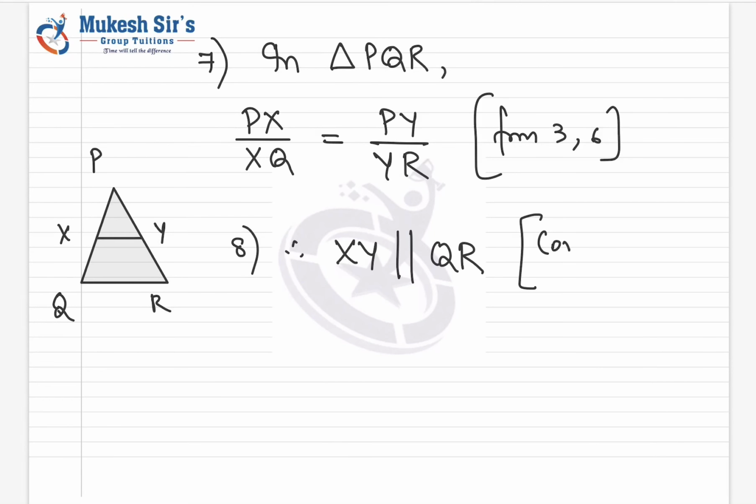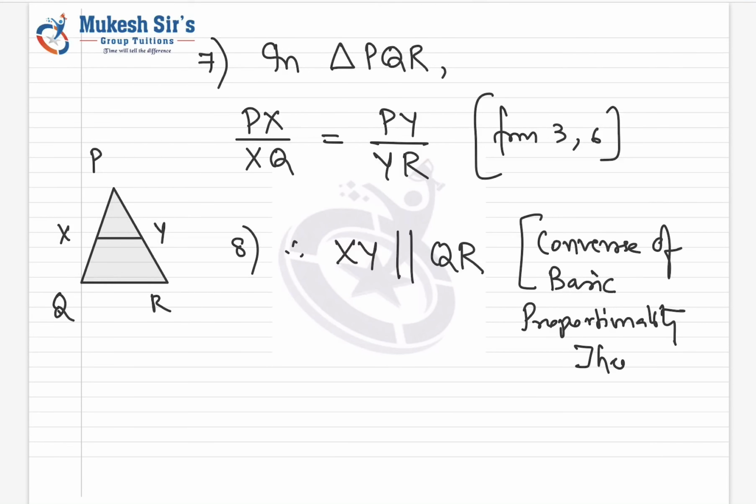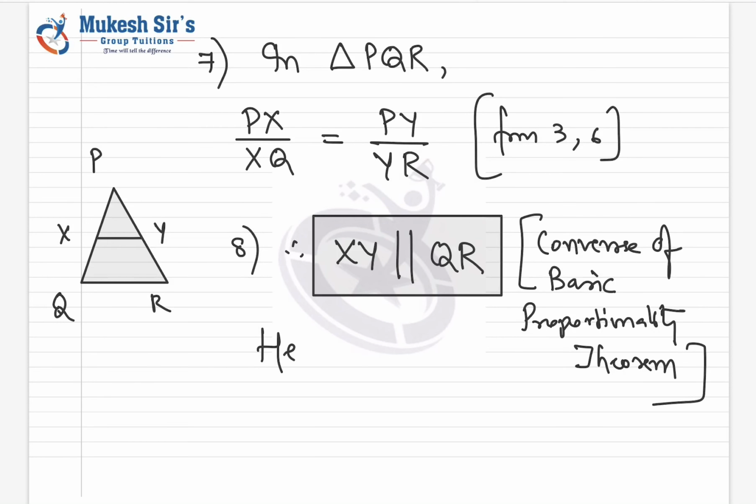The reason is converse of basic proportionality theorem. Hence proved. Clear? So these are some very important questions based on the angle bisector theorem. And you had a combination of the converse of basic proportionality theorem also.